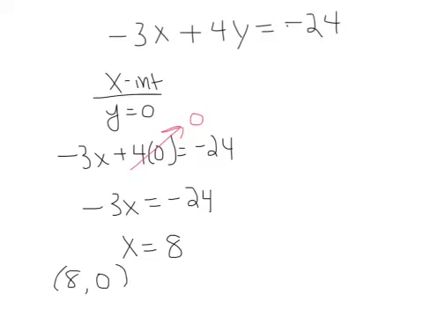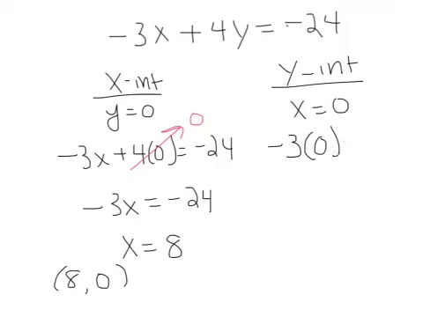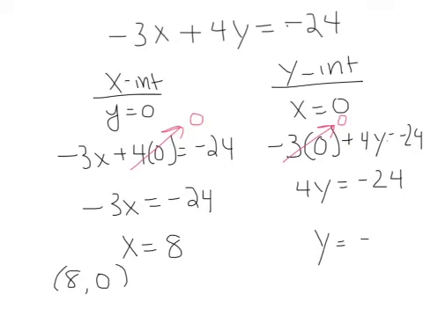My second step is to find the y-intercept, which is when x is 0. So when I plug it into my original equation, I'm going to have negative 3 times 0 plus 4y equals negative 24. I'm going to say negative 3 times 0 is 0. And I'm going to have 4y equals negative 24. I know that y now equals negative 6. Be careful with the negative signs, okay? This is very important. My coordinate pair is going to be 0, comma, negative 6.